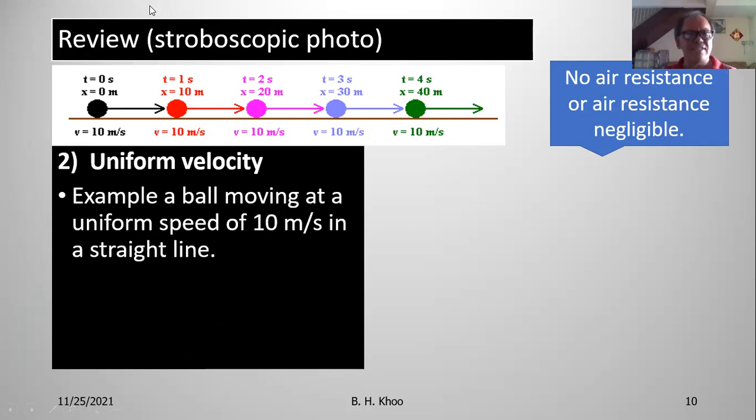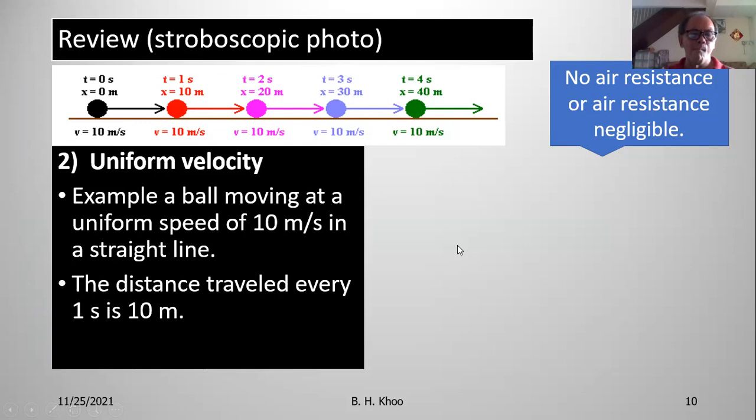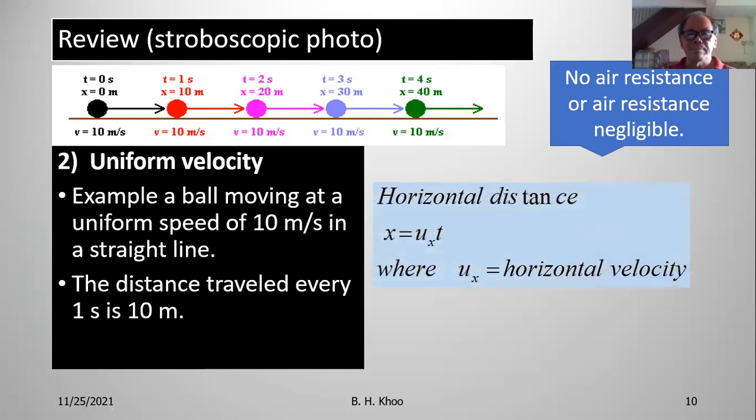Uniform velocity. Example, a ball moving at 10 meters per second in a straight line. So every 1 second, it moves 10 meters. That's what it means by 10 meters per second. And then the only equation that we use, if you want to find distance, is the velocity times your time. X shows it's horizontal velocity.